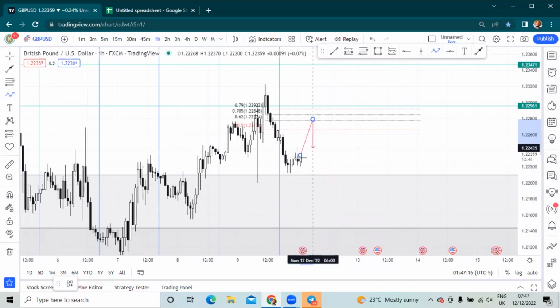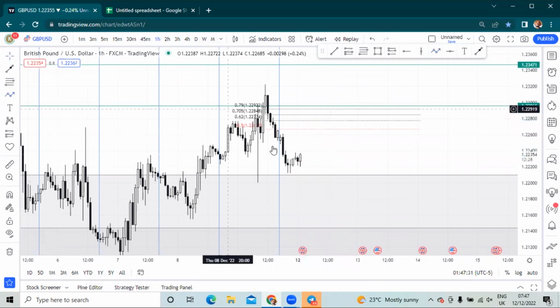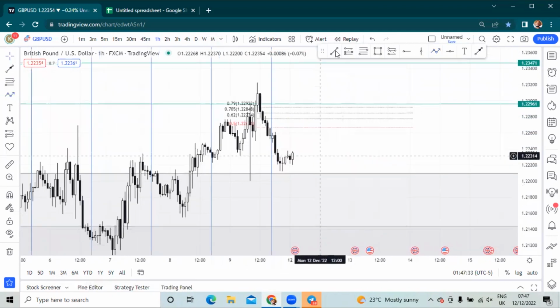But if price does not do that, or price just keeps ranging, or just keeps trying to go down more this London session, New York session we'll still look for buys, which will align with what we are looking for on the weekly, on the monthly, on the daily. All right. So that's my thoughts for GBP USD.